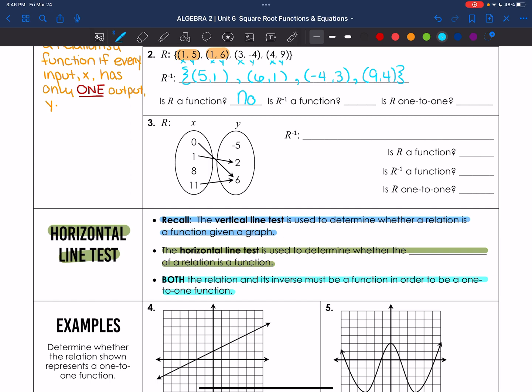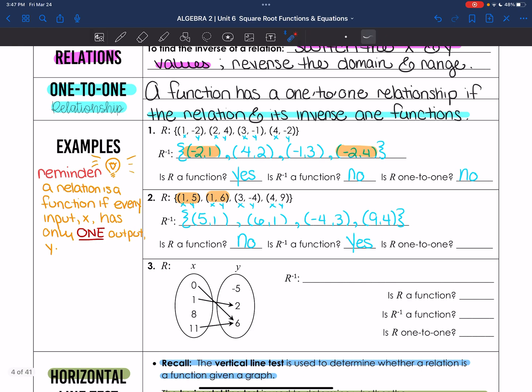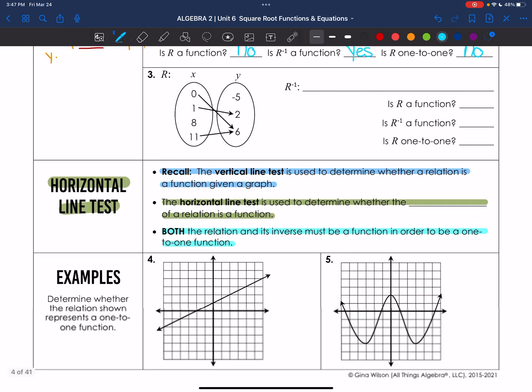Now let's check the inverse. We have 5, 6, -4, and 9. Those are all unique x values, so there is no repetition. The inverse is a function, but because they were not both functions, like it says here, the relation and its inverse have to be functions for it to be one-to-one. Because we didn't say yes both times, no, it is not one-to-one.